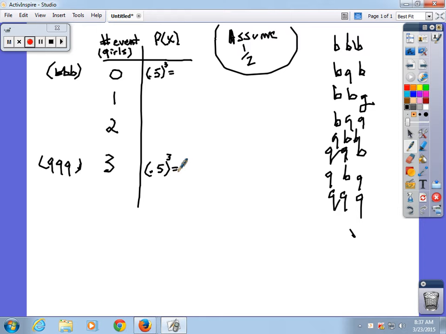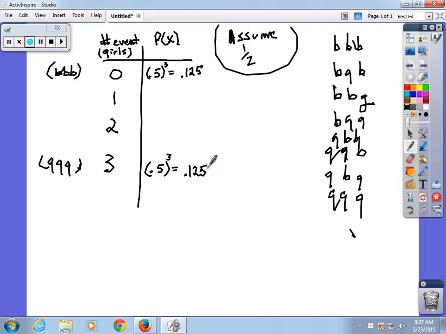When somebody take 0.5 and raise it to the 3rd power, tell me what you get. Well, 5 to the 3rd power is 125, so it's 0.125, and 0.125. Everybody good? All right, now we got to figure the other two.